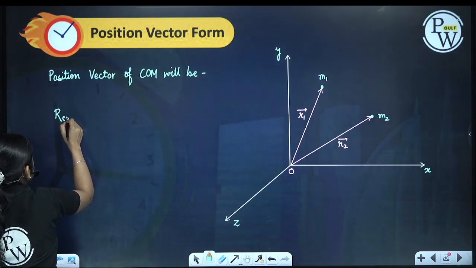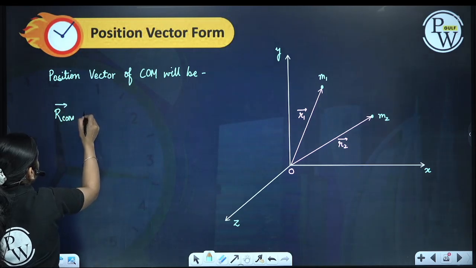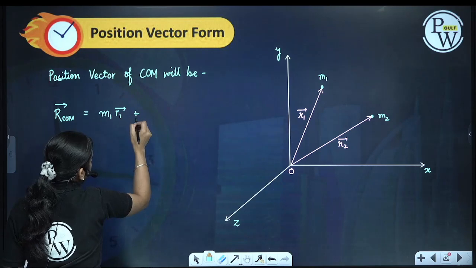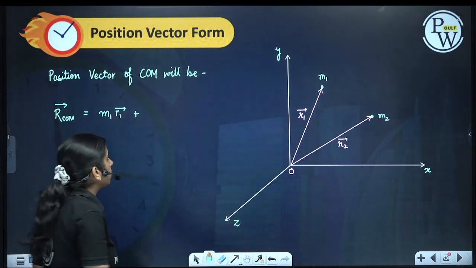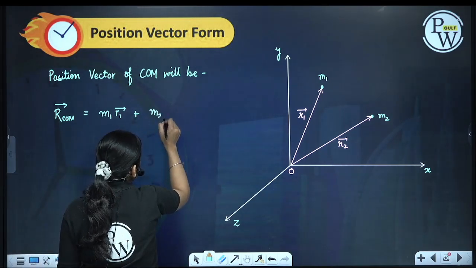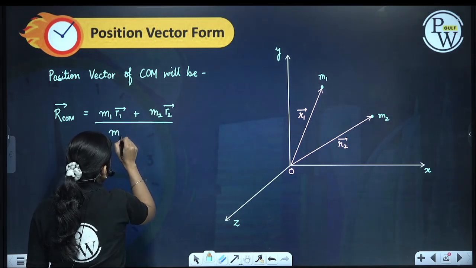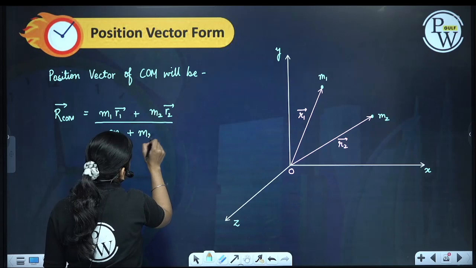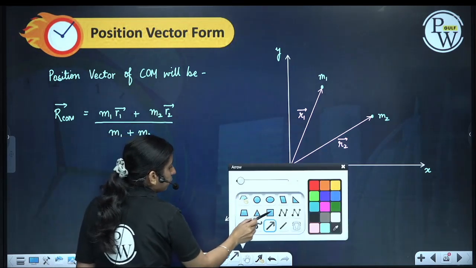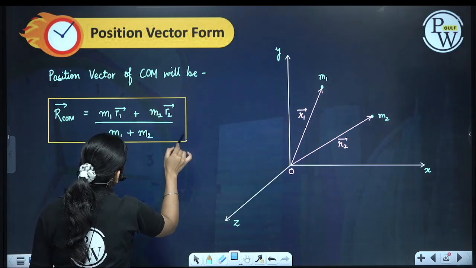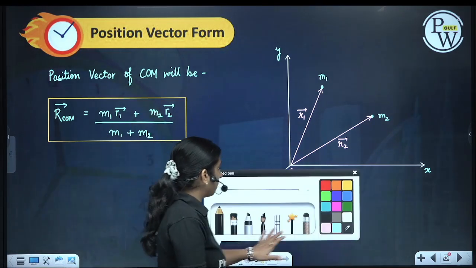R_COM will be given by m1 into r1, mass of 1 into position vector of 1, plus m2 into r2, divided by m1 plus m2. This will be my position vector of the center of mass.